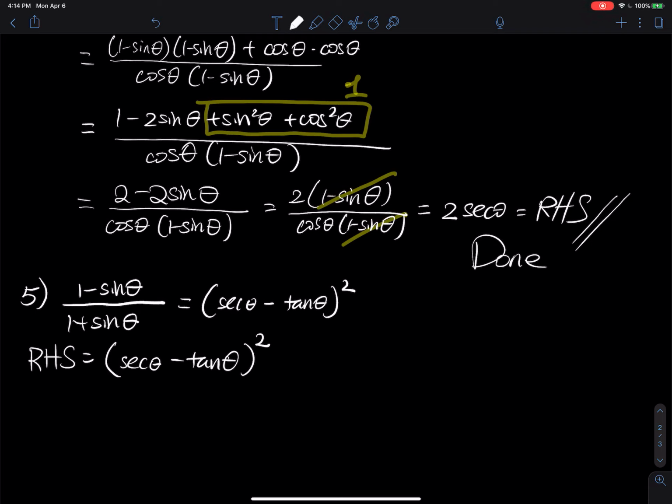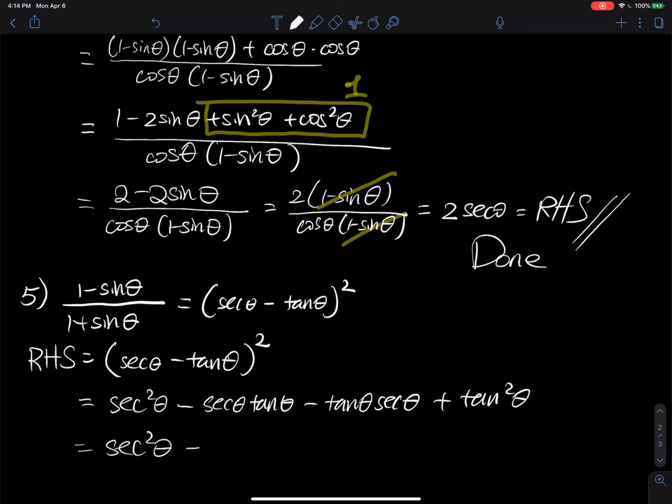And then you expand that. So just like a minus b square, right? So you have secant square theta minus secant tangent minus another secant tangent. I don't mind to write it out for you. And then plus tangent square theta. Alright, so the minus minus, you have 2 of those. So we have secant square minus 2 of those. And then plus tangent square theta.